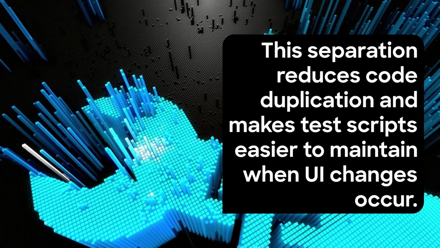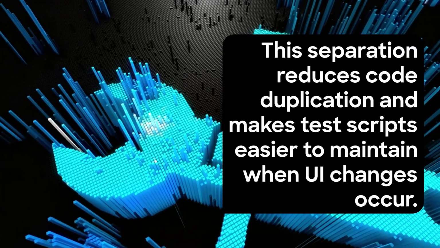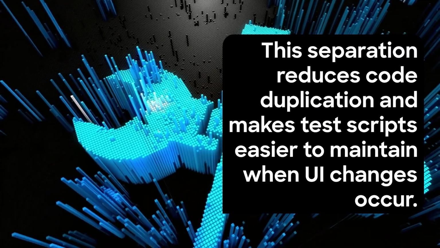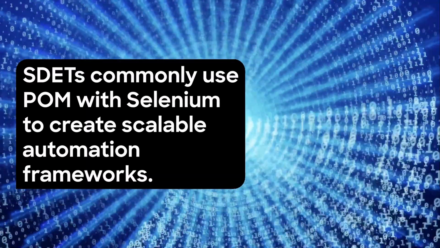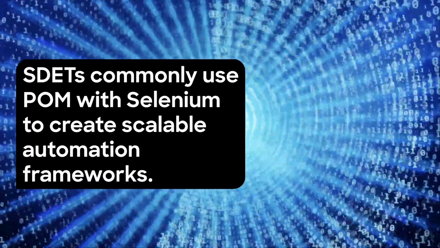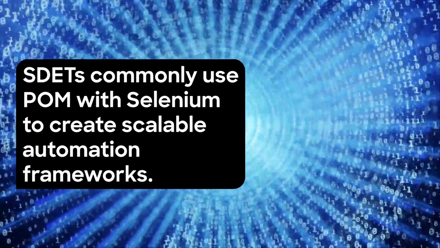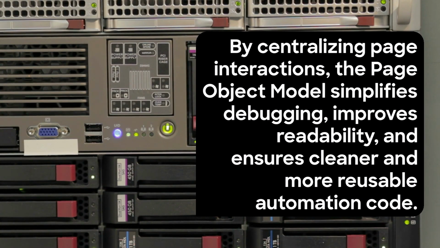This separation reduces code duplication and makes test scripts easier to maintain when UI changes occur. SDETs commonly use POM with Selenium to create scalable automation frameworks. By centralizing page interactions, the Page Object Model simplifies debugging, improves readability, and ensures cleaner and more reusable automation code.